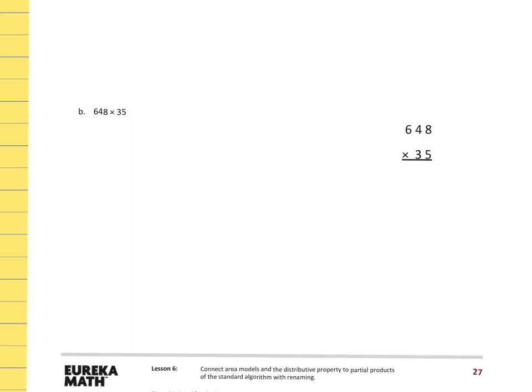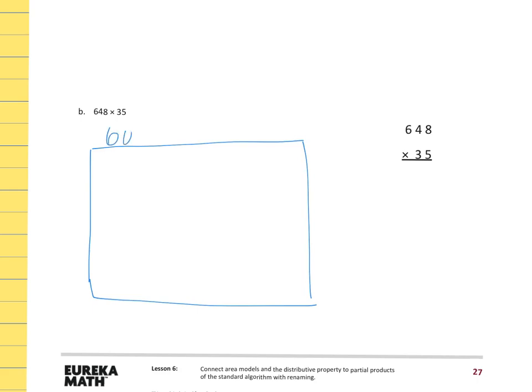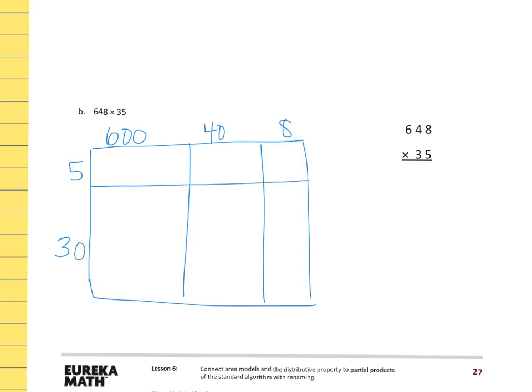Now for 1B, same thing. Let's do an area model first. Taking 648 and breaking it up, we've got 600 and we've got 40 and we've got 8. Draw your lines respectively for the size of each number. Take 35, you have 5 as your first number, and then you have 30 as the second number that we're going to multiply. Draw your line across. So here we go. We've got 5 times 600, so 5 times 6 is 30, and then add the 2 zeros to get 3,000.